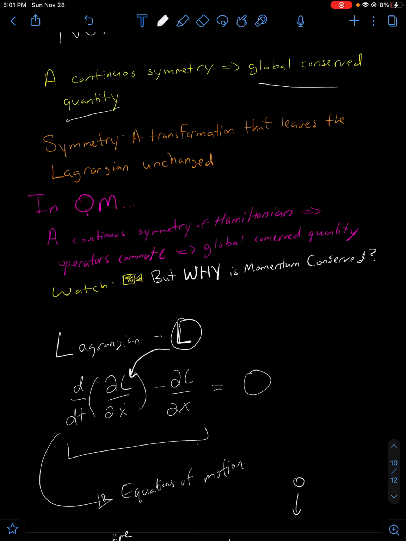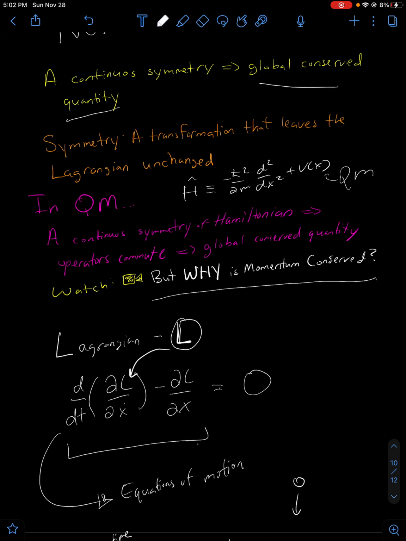So in quantum mechanics, we deal with the Hamiltonian formalism, where the Hamiltonian is defined as minus h bar squared over 2m times the second derivative in x, plus our potential. So this is in quantum mechanics. And a continuous symmetry of the Hamiltonian implies that there's a global conserved quantity. And I actually taught this in my video, but why is momentum conserved?